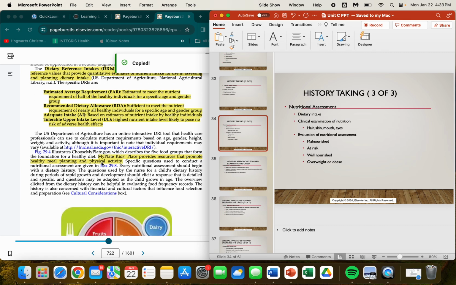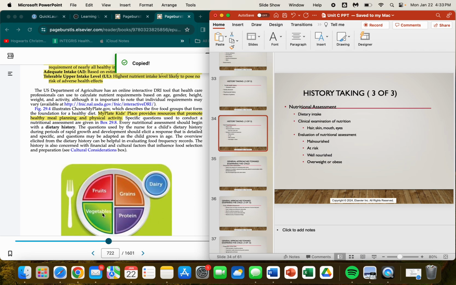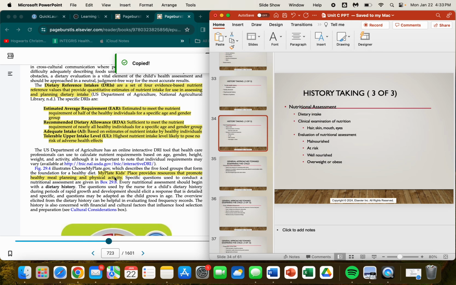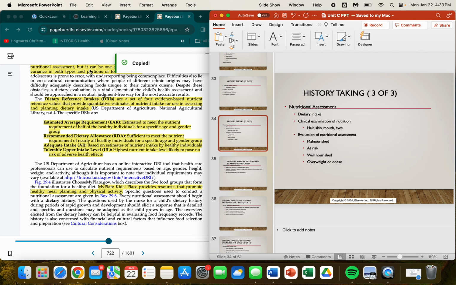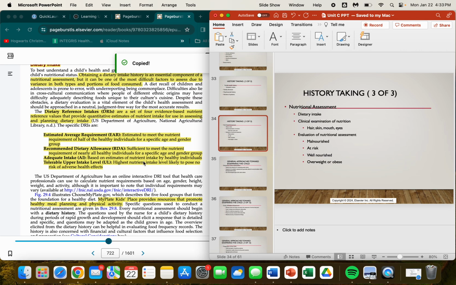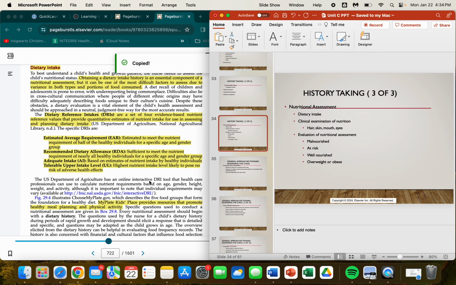And it talks about MyPlate, healthy portions. Those are just important to note, but it's not something I expect you to have really advanced knowledge of, because most of the time the dietitian is going to be the one doing this. But just in the back of your mind, know what that is.